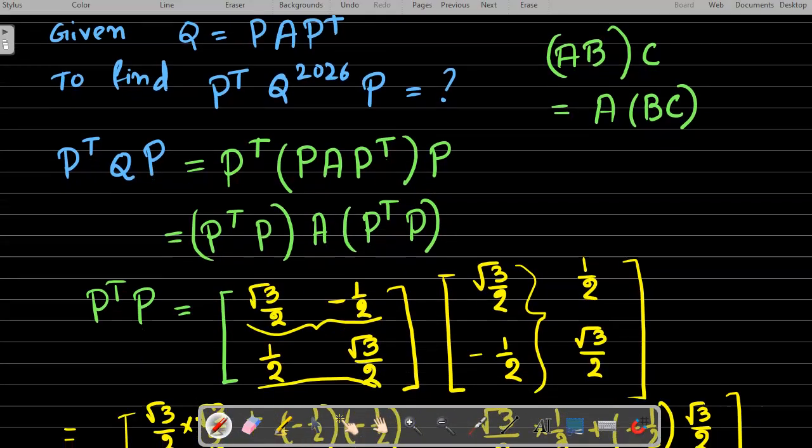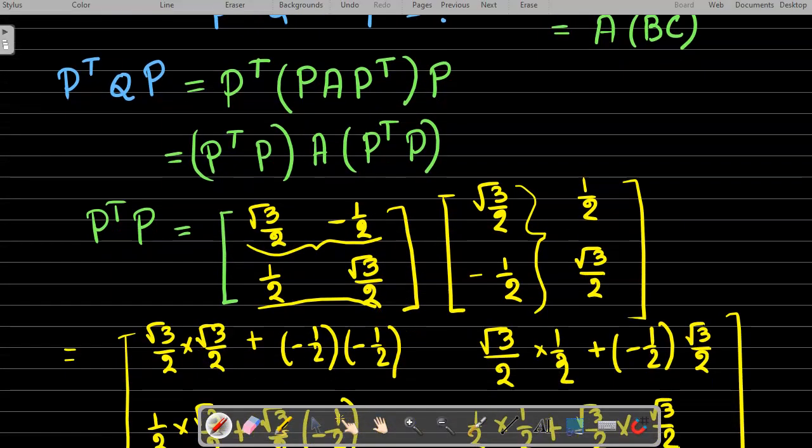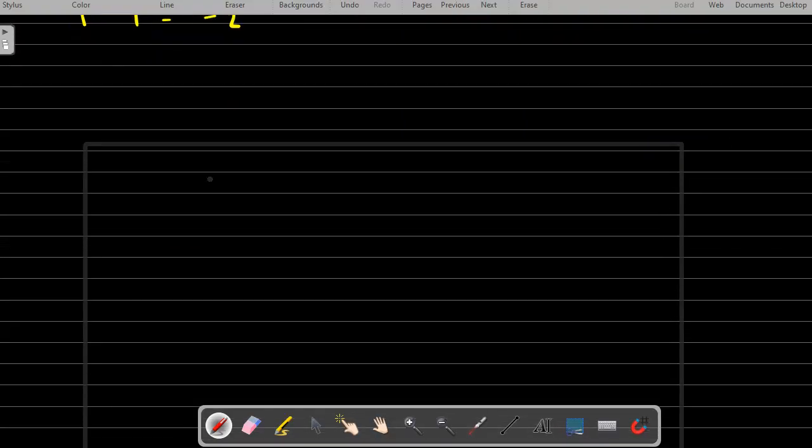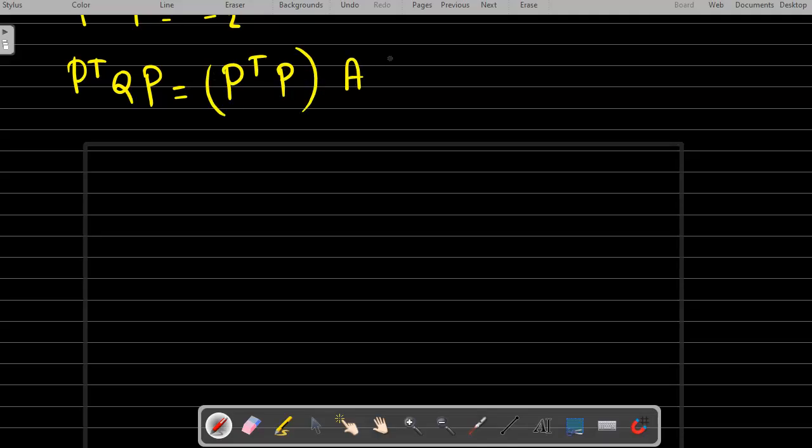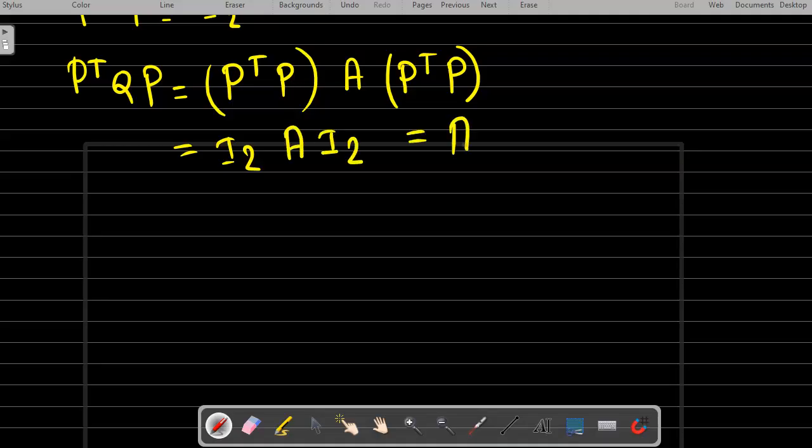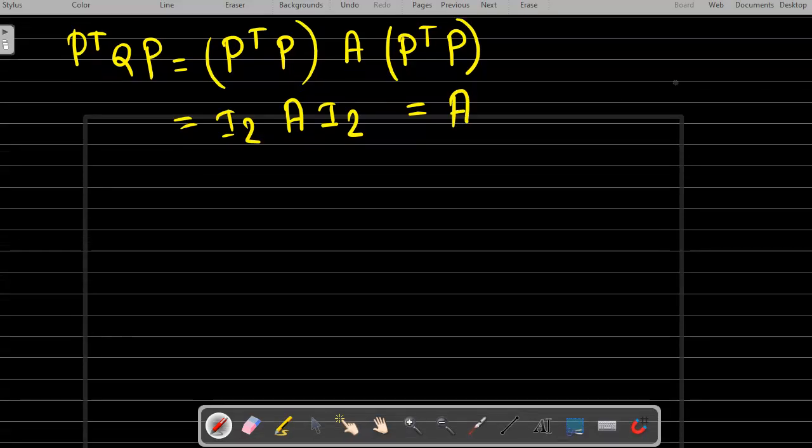So now from here, what is P transpose Q P? So P transpose Q P is equal to, we had P transpose P multiplied by A multiplied by P transpose P. Now P transpose P is the identity matrix. Now this is A and this is the identity matrix. So finally we get P transpose Q P is equal to A. You have to find P transpose Q to the power 2026 P.